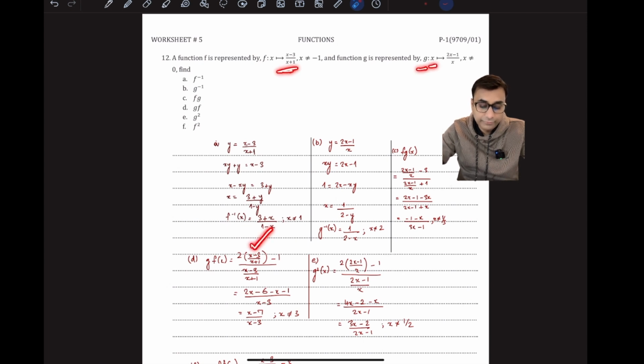So everywhere in function g where I see x, I replace it by the function f, which is x minus 3 over x plus 1, and x minus 3 over x plus 1 here as well, and then I'll simplify it, take an LCM, and I'll get myself the function g of x.